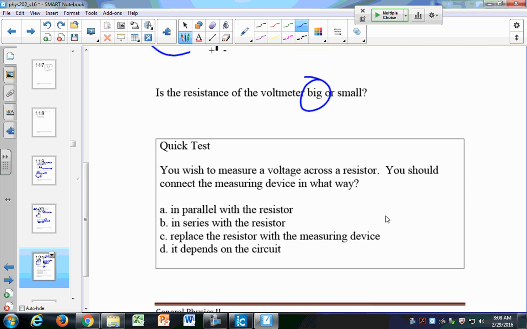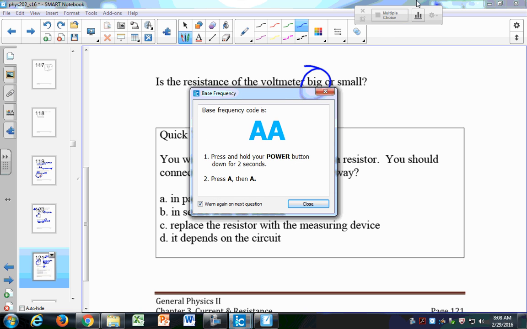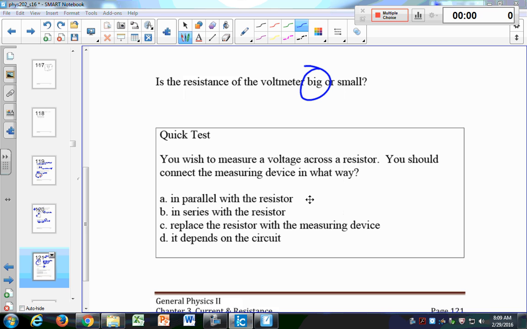All right, let's try this quick test. You probably have a multiple choice question or two about voltmeters and ammeters on exam 3, which is several weeks away. If you wish to measure the voltage across a resistor, you should connect the measuring device in which way? In parallel, in series, replace the resistor with the measuring device, or does it depend on the circuit?